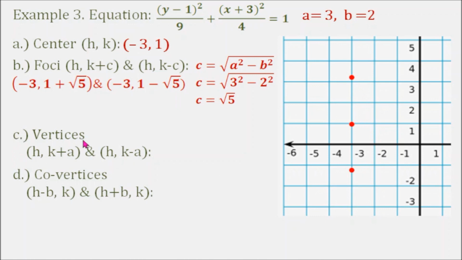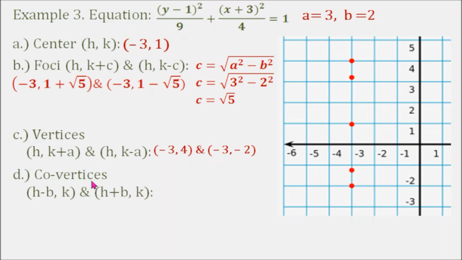And for our vertices, the coordinates are (h, k plus a) and (h, k minus a). Our h again is -3, our k is 1, and our a is 3. So substituting these numbers into our formula, the coordinates of our vertices are (-3, 4) and (-3, -2), and they are here.